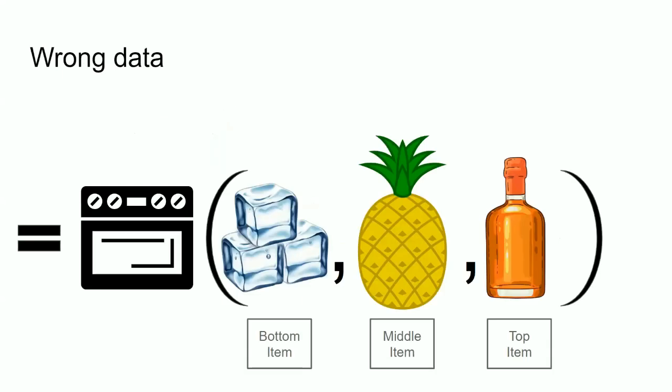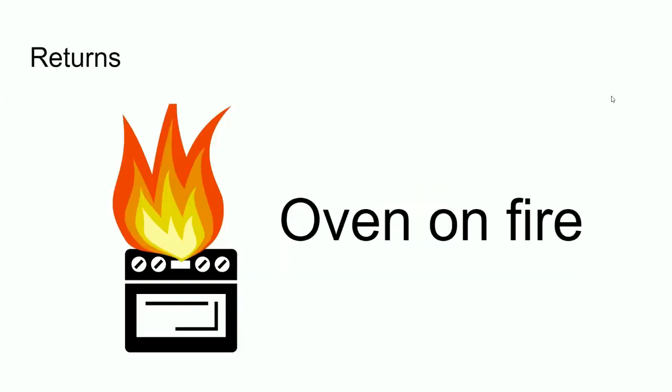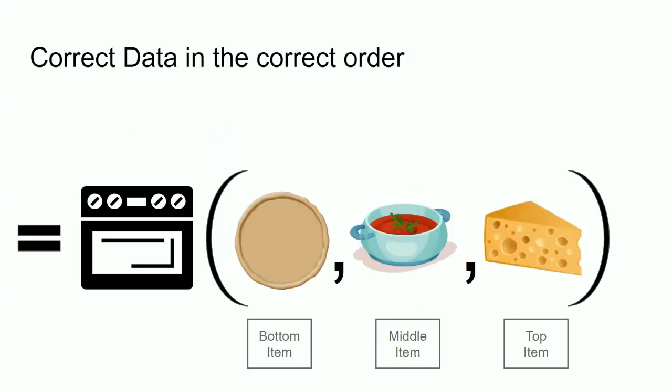Okay, now similarly, if we put the wrong data into our function, even if we put it in the proper order, which there really isn't an order for a daiquiri, but if we put this data in, again, that's not going to give us the results we want. Again, we're going to get an oven on fire. Don't put booze in the oven. That's a bad idea.